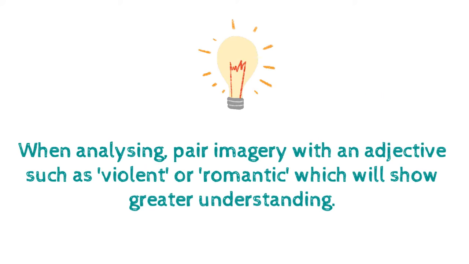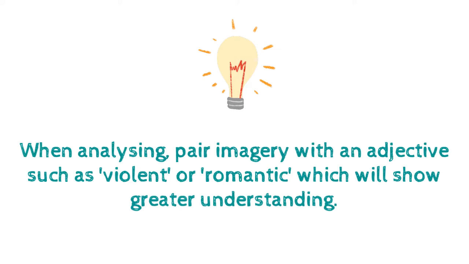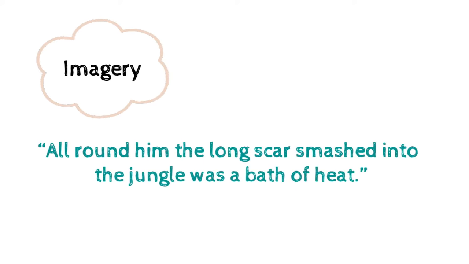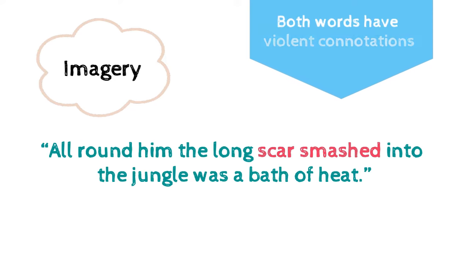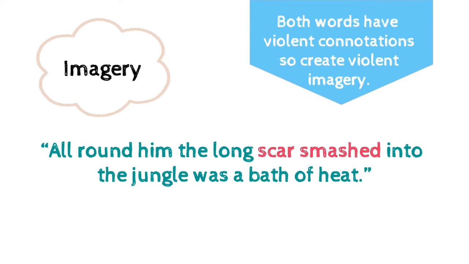I'd advise you to pair it with an adjective though, such as violent imagery or romantic imagery, which will show greater understanding. For example, look at this quote describing the crash site in the jungle from William Golding's Lord of the Flies. "All round him the long scar smashed into the jungle was a bath of heat." Consider the feeling created by the words scar and smashed. Both relate to violence, so we could analyse the use of violent imagery, which makes the reader anxious of possible threat or danger. Now let's look at some more specific categories of imagery.